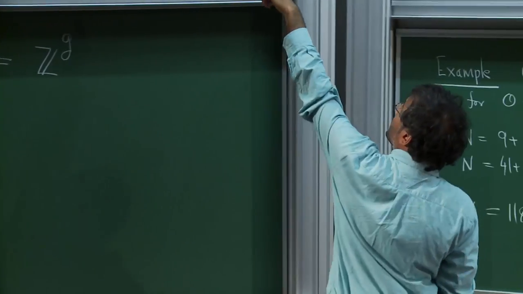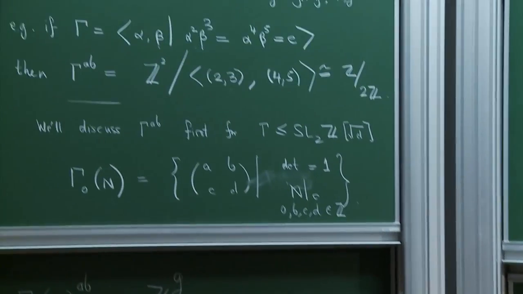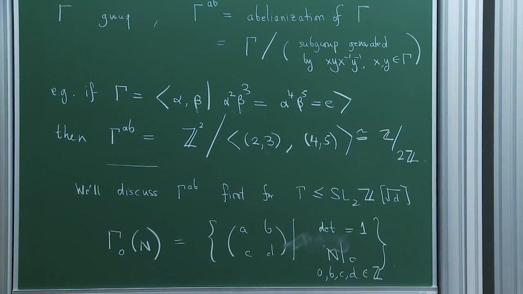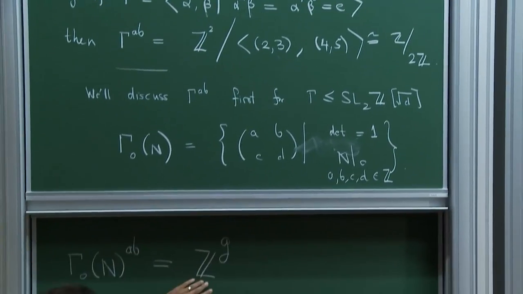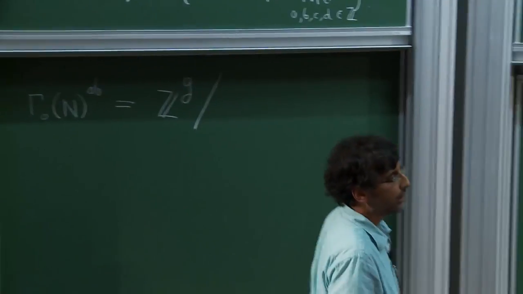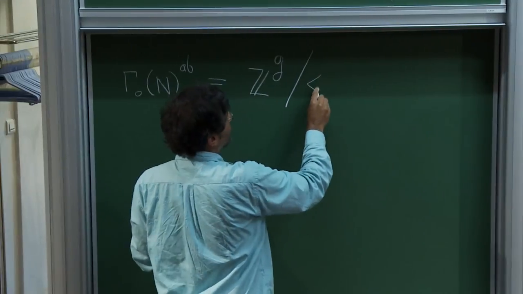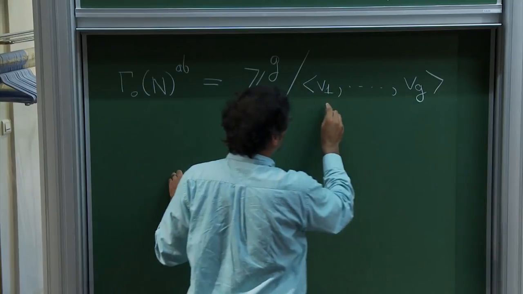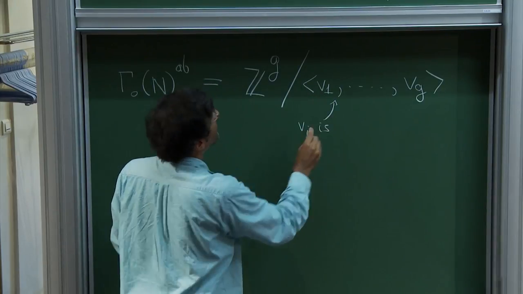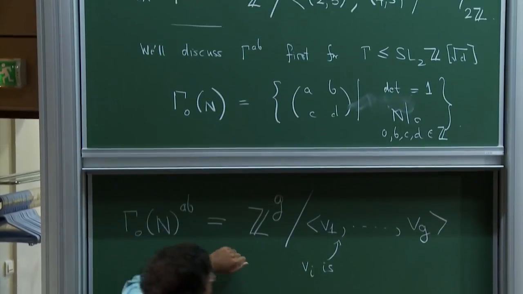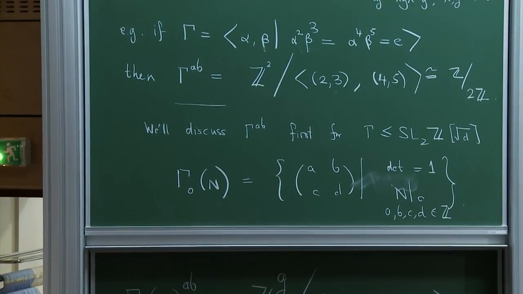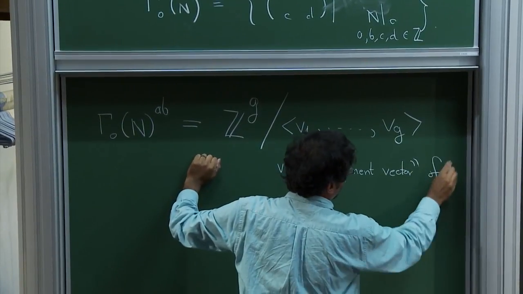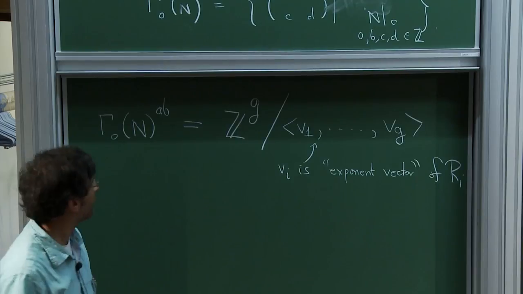So this is just like the computation that I said at the start. If you have a group with an explicit presentation, to make it abelian, you just have one copy of Z for each generator. And then you quotient by the subgroup generated by some vectors, which I'll call v1 up to vg, where vi is, if you look at this example, the exponent vector of this relation ri.